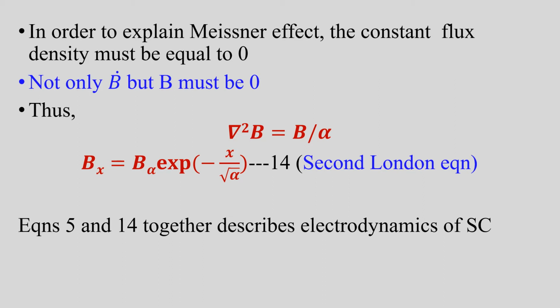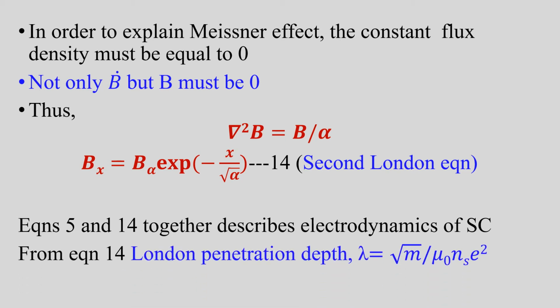Thus, equations 5 and 14, that is, the first and second London equations, together describe the electrodynamics of a superconductor. The first London equation explains the zero resistance property, and the second London equation explains the Meissner effect shown by a superconductor. We can find the London penetration depth lambda from equation 14 as lambda equals root of m by mu 0 ns e squared.